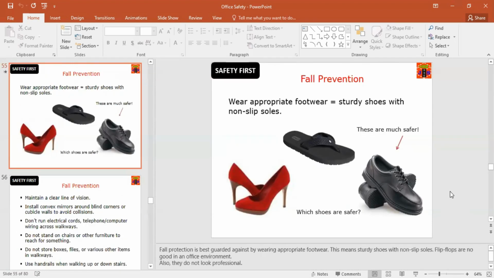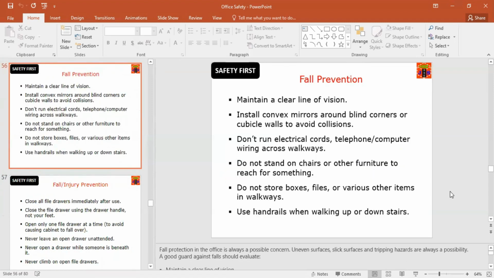Falling hazards are common in the office. Wear appropriate footwear, such as sturdy shoes with non-slip soles. Here are a few examples, and you have to find out which one is safer and which one is not. How to prevent falls: maintain a clear line of vision. Install convex mirrors around blind corners or cubicle walls to avoid collisions.